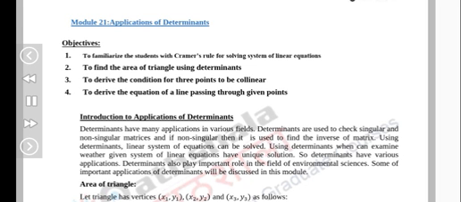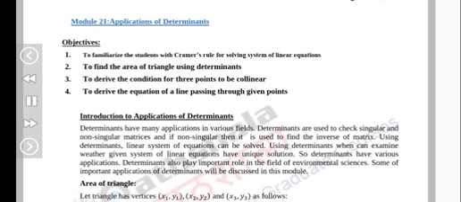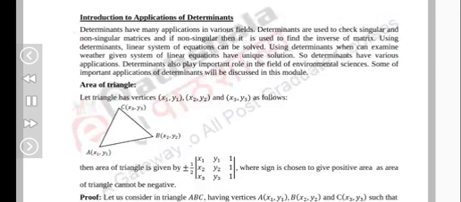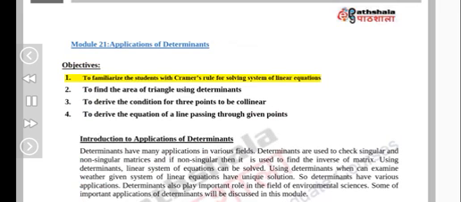Module 21. Applications of determinants. Objectives. 1. To familiarize the students with Cramer's rule for solving system of linear equations. 2. To find the area of triangle using determinants. 3. To derive the condition for 3 points to be collinear. 4. To derive the equation of a line passing through given points.